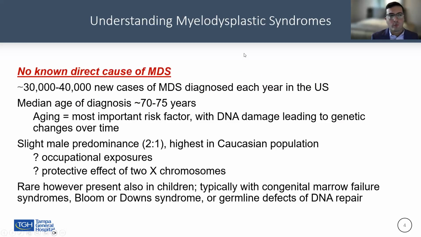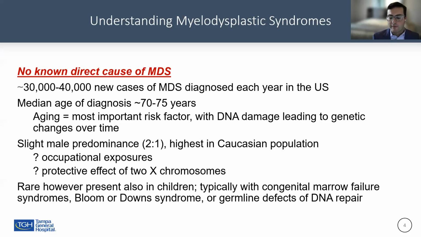And so we don't have a very specific direct cause of MDS, but we do know a lot of things that lead to MDS. We see about 30 to 40,000 new cases of MDS diagnosed each year in the United States, but this number is actually low compared to the amount of MDS that is probably present. That's due to the fact that a lot of patients have low blood counts, are otherwise asymptomatic, and might not get a bone marrow biopsy to make the diagnosis. But the average age is around 70 to 75.